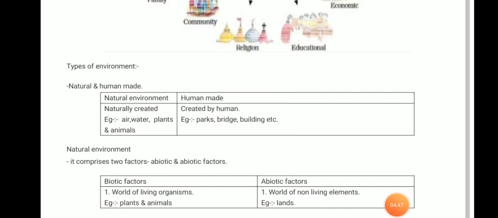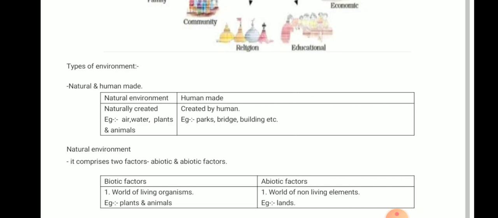Now the next topic is types of environment. As we already discussed under the topic components of environment, environment is classified mainly into two parts: natural environment and human made environment. Natural environment is what occurs naturally, which is naturally created, for example air, water, plants, animals. But human made environment means what is created by human beings according to their needs, for example park, building, bridges, etc.